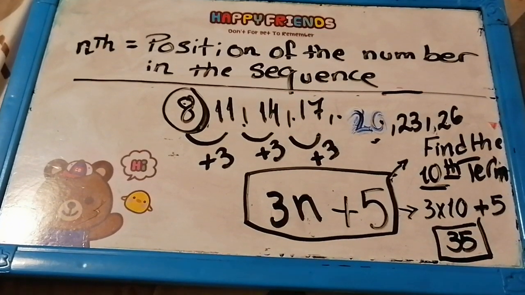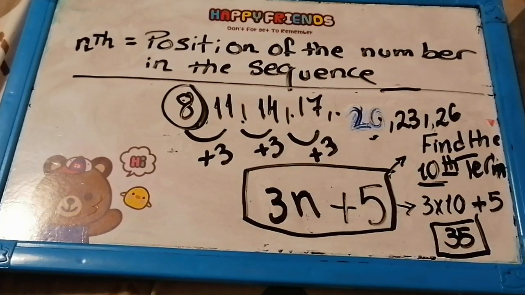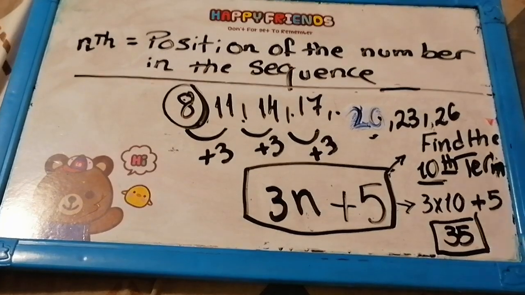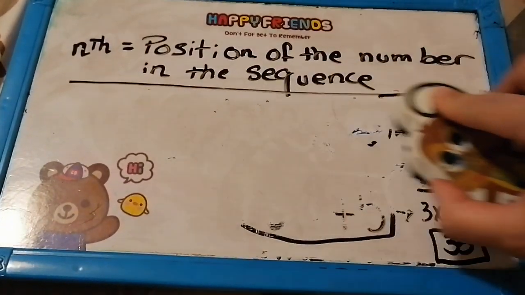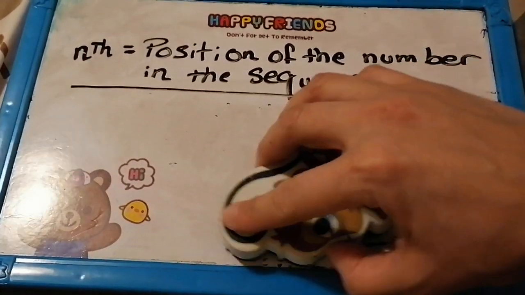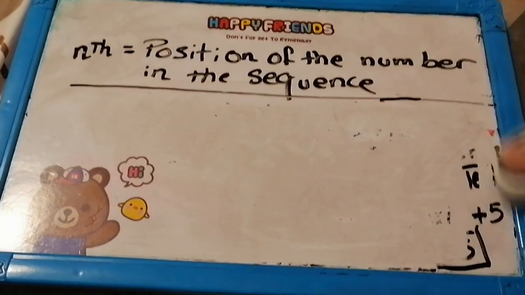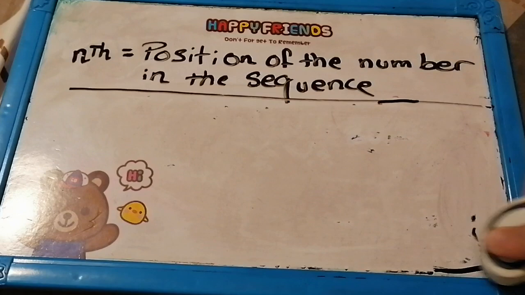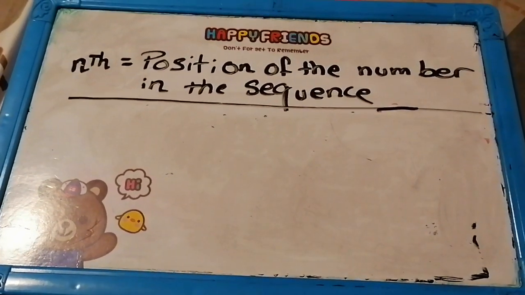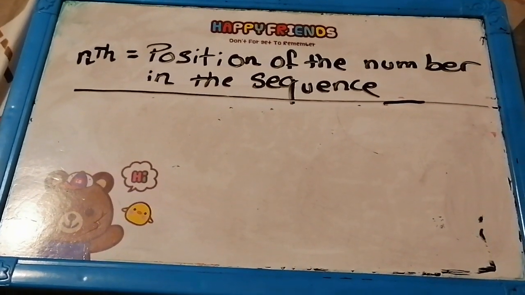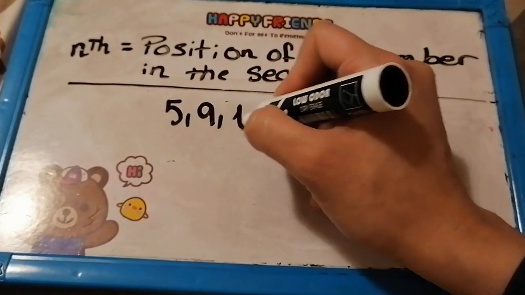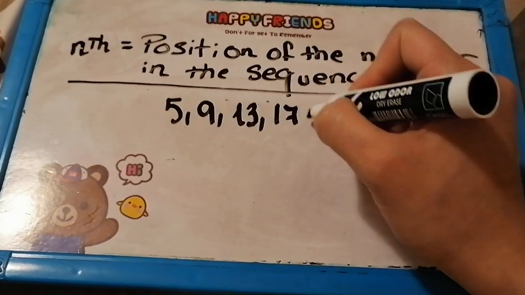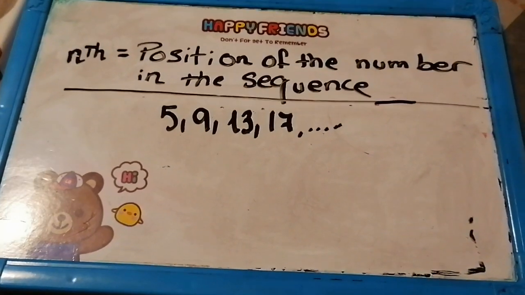Let's answer another kind of question, like another sequence, but I'll keep on working on finding the formula, okay? Finding the formula, which is like a general rule. Look at this sequence: 5, 9, 13, 17, and so on, right?